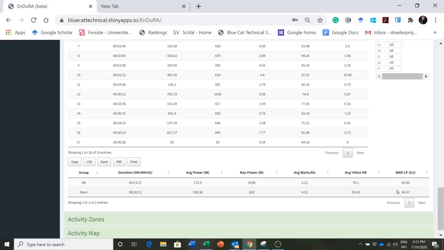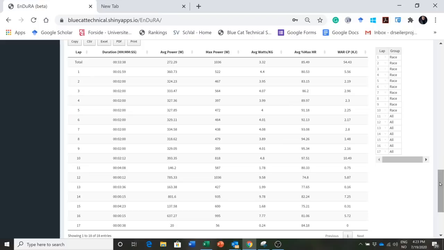And this is the W prime, the work above red line, which in this case is defined as that 320 watt critical power estimation. So I generated 34 kilojoules of W prime, which is, whether it's really 21 or 26 kilojoules, either way, clearly above the calculated amount of work that I should be able to achieve during a constant load effort to failure. That means there is some recovery of W prime, a recovery of anaerobic or this high intensity capacity during the race.